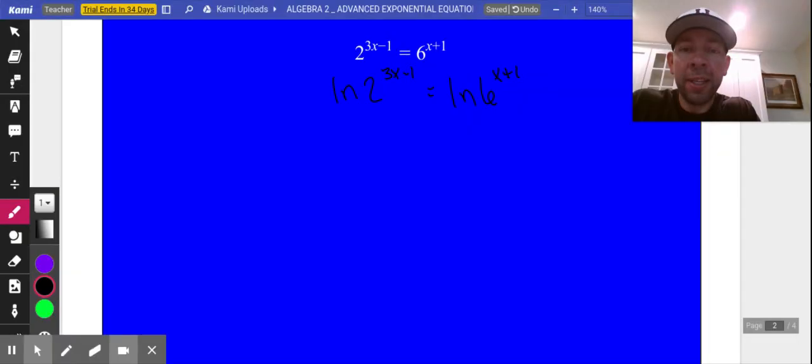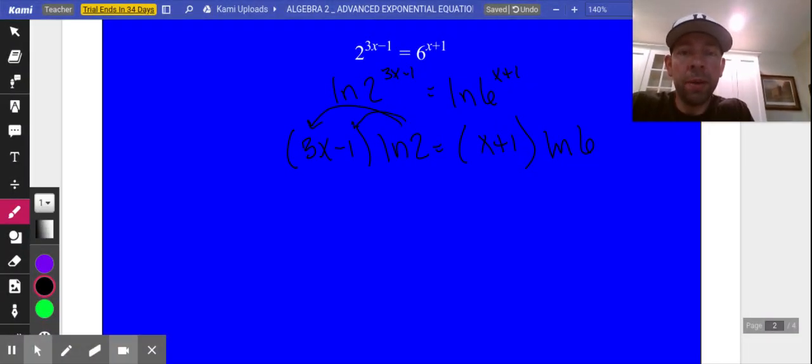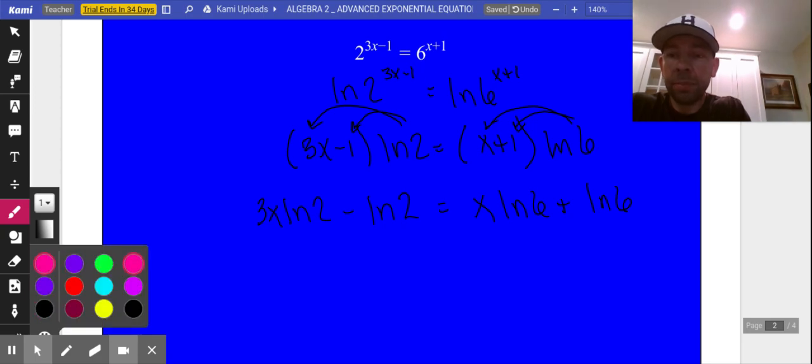All right, we're going to rewrite these with the exponent out front, making sure that we appreciate the importance of those parentheses. Without the parentheses, it totally changes the problem. Now we're going to go ahead and distribute. And here's how I prefer to write it. I'm going to say 3x times the ln of 2 minus 1 times the ln of 2 equals x times the ln of 6 plus 1 times the ln of 6.